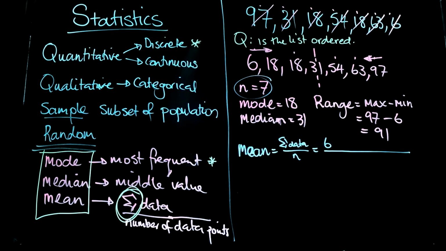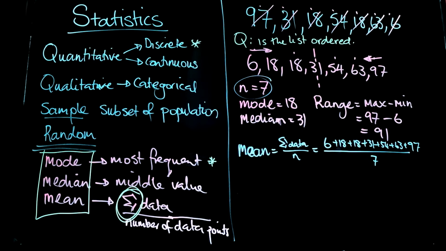The sum of the data means adding them all up. So 6 plus 18 plus another 18 plus 31 plus 54 plus 63 plus 97. And we had n, which is the value of 7. We've got 7 data points there. So I'm hoping when I add all these up, it's going to be really neat because I want a number that I can divide by 7 here, and that will make this calculation a little bit easier for me.